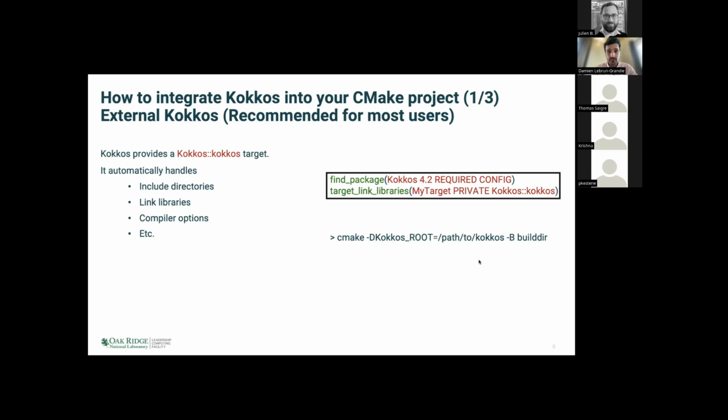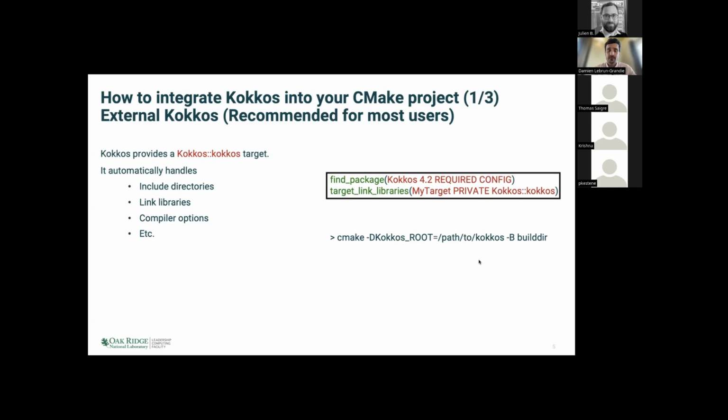All you do is what you see on the right-hand side in your project. You will say that you want to find an external Kokkos install. So the syntax is find_package Kokkos, and the spelling is important, uppercase K. So you want to find an external install of Kokkos. The second argument, the 4.2, is optional, but it sets a minimum required version.